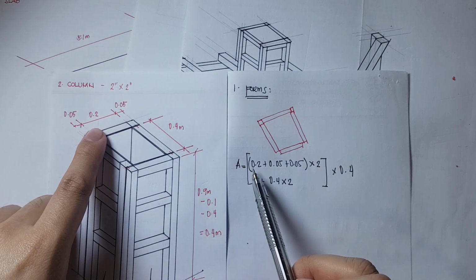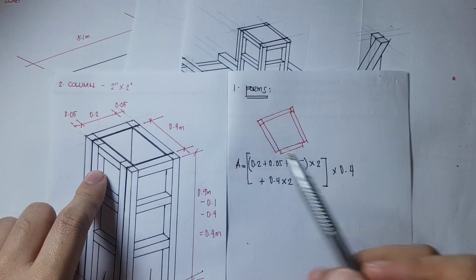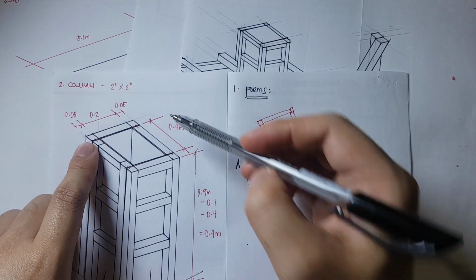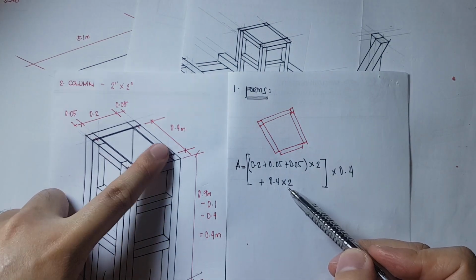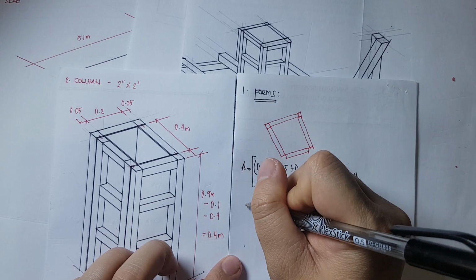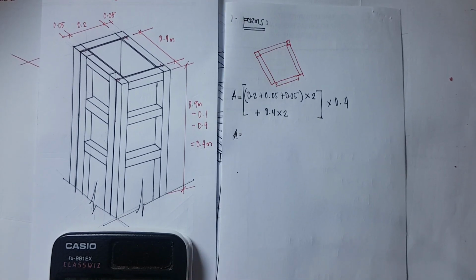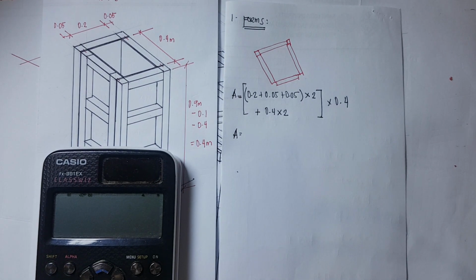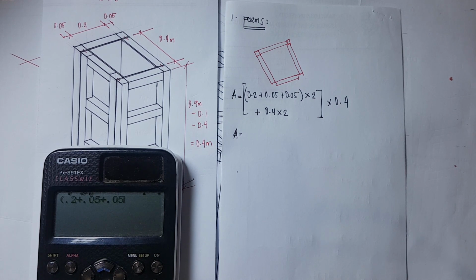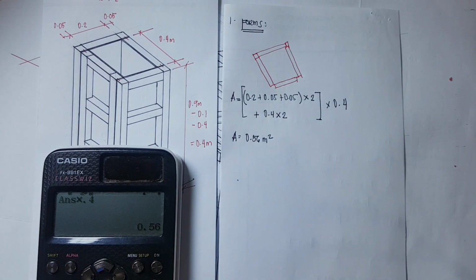I repeat, it is 0.2 plus 0.05, which is the extension, plus 0.05, which is the other extension, times 2 because there are two sides, plus 0.4 times 2 because there are two sides. And this is the perimeter. Now to get the area, simply multiply it by the height of 0.4. So 0.2 plus 0.05 plus 0.05 times 2 plus 0.4 times 2, times 0.4. The area is 0.56 square meters.